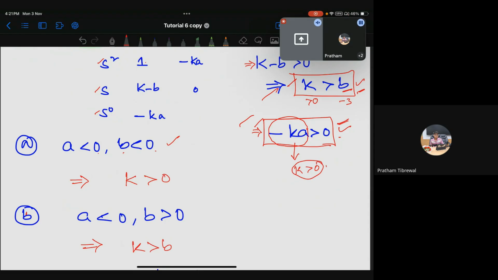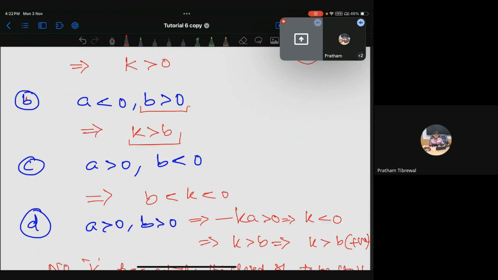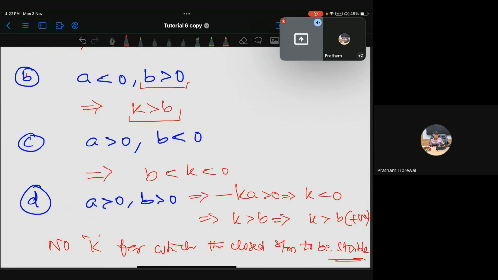In the above equation, if b is greater than 0, the intersection is k greater than b. Yes, k must be greater than b. Then only these two expressions get satisfied. Similarly, the other things also. So let's choose this one, D.